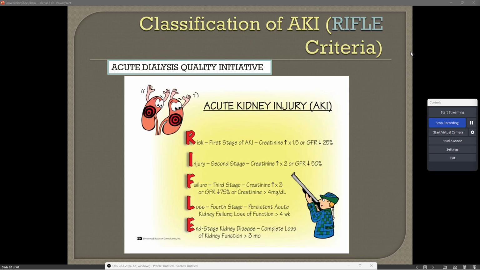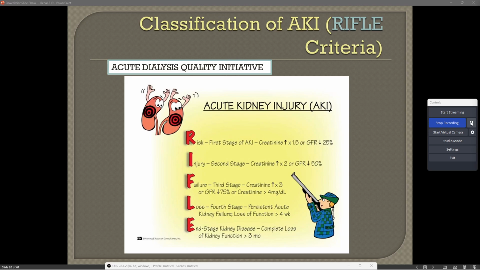Injury, second stage: creatinine's up by 2, GFR down by 50%. We are now in the official injury stage. Failure, third stage: creatinine up by 3, GFR down by 75%, or creatinine above 4. Now we are in straight up kidney failure, and we are acute in this stage. Loss of functionality altogether is the fourth stage, which is persistent acute kidney failure. Now we are over 4 weeks. Anything below the 4 weeks falls into the category of risk, injury, or failure. When we're discussing something that goes past 4 weeks, we're looking at loss.